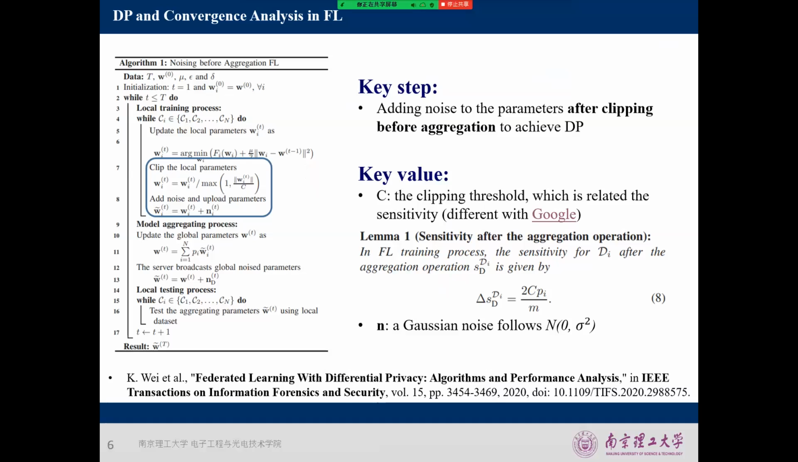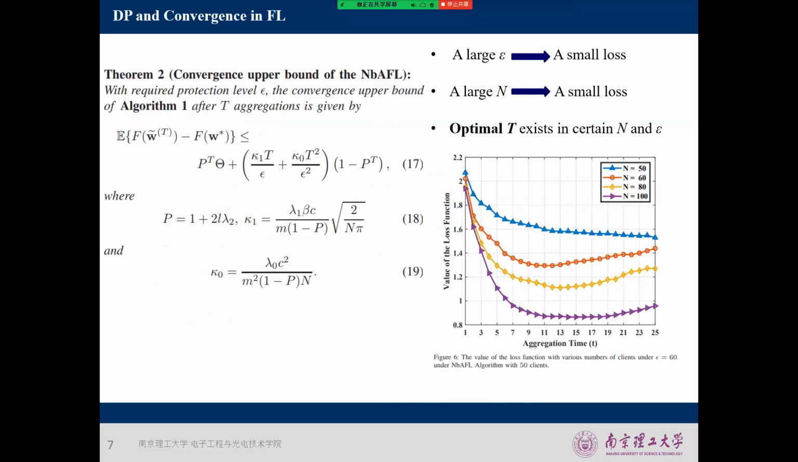Actually, in our work, we usually think that the sensitivity is related to the batch size, but in other words, Google and other works that follow the Google structure both assume that the sensitivity is 1. So this is the whole algorithm and the details of this work. Then we derived a convergence analysis about the upper bound of this algorithm.